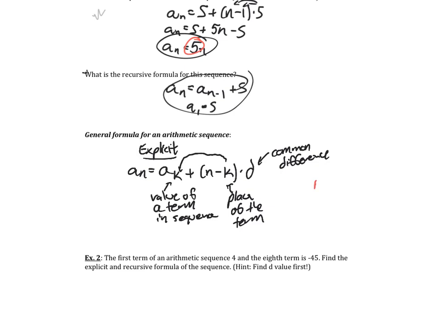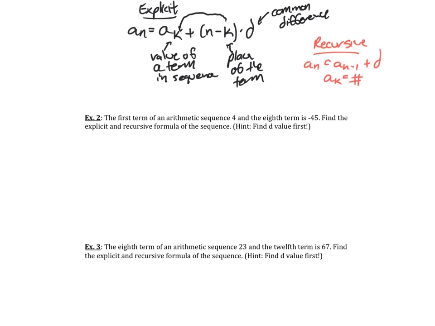And for recursive, it's going to be a sub n equals a sub n minus 1, the previous term, plus the d value. Okay, and then you must give some term. So a sub k just represents any term, okay? And you're going to have to give some number, right? So just like in the last example, we said a sub 1 equals 5, k would have been 1, right? So a sub 1 equals 5. 5 is your number.